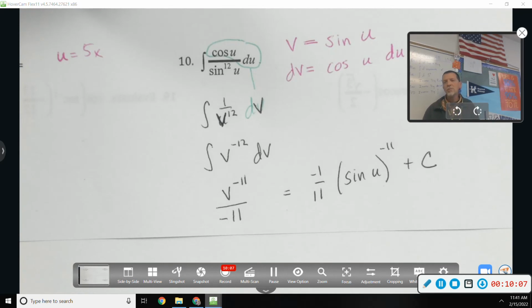In multiple choice, they'd probably put that sine of u back in the bottom. But if you made it that far, you'd recognize that, I think. Wait, so the plus c would go in the bottom with everything else? It would not go in the bottom with everything else. It's just out there at the very end, the plus c is.